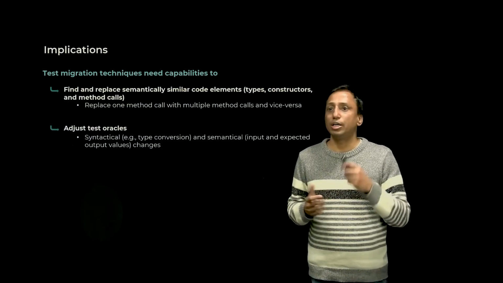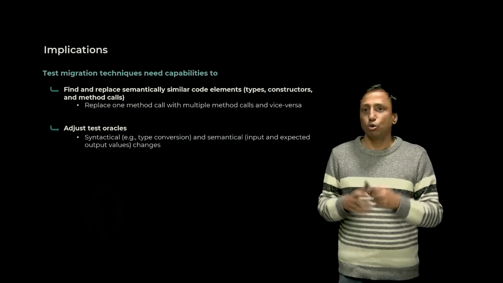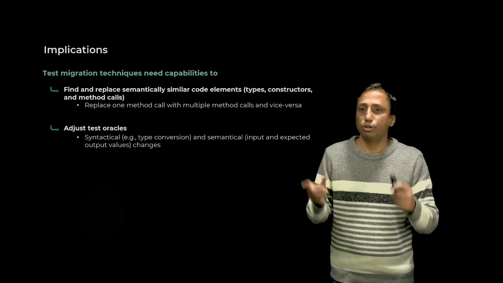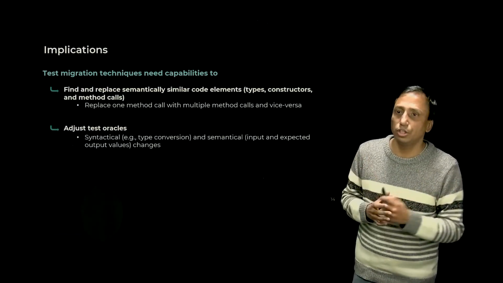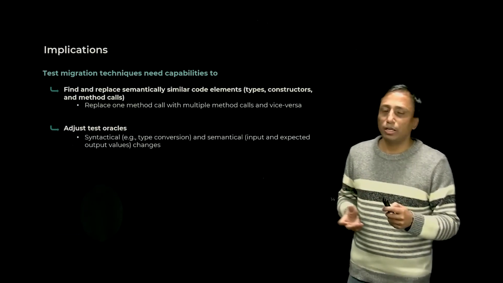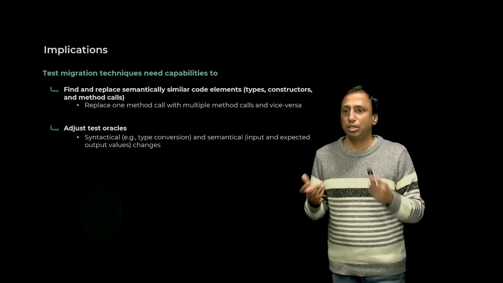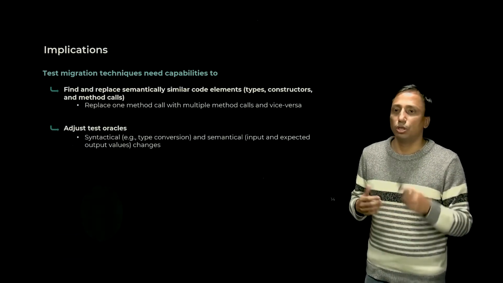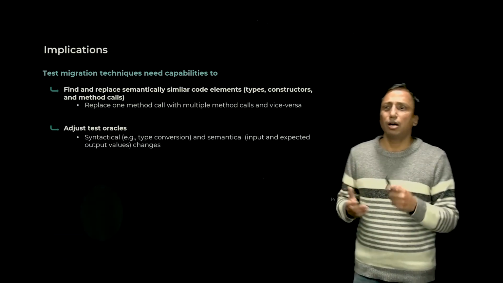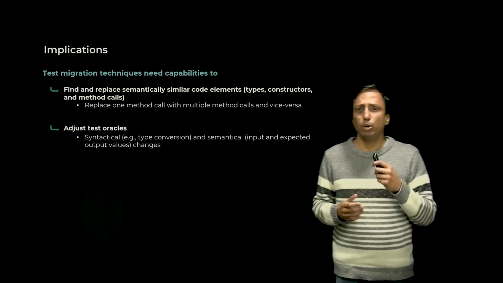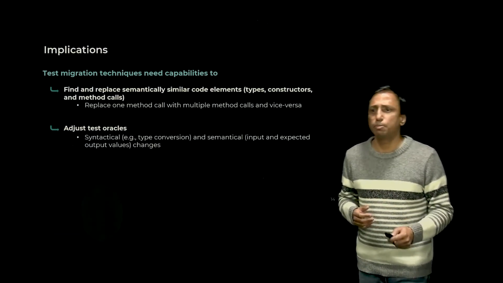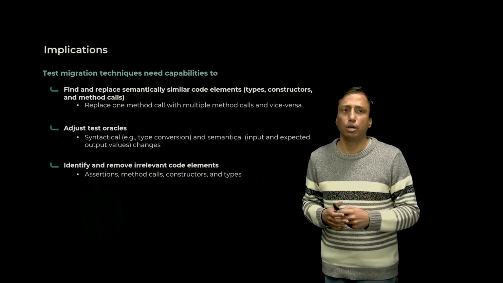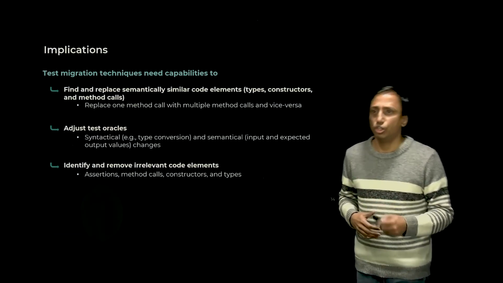Next, we need to adjust test oracles. Although we validated these similar method pairs, we found that they have some behavioral differences which we need to adjust while migrating the tests. And these adjustments could be syntactical, such as converting types, and semantic, such as changing inputs or expected outputs. For example, replacing exceptions with null values and vice versa. There are test repair, test augmentation, and human-in-the-loop techniques that could be used for this purpose. And finally, test migration techniques need capabilities to identify and remove irrelevant code elements that are no longer needed.